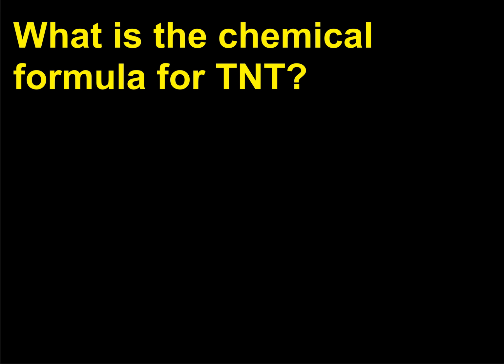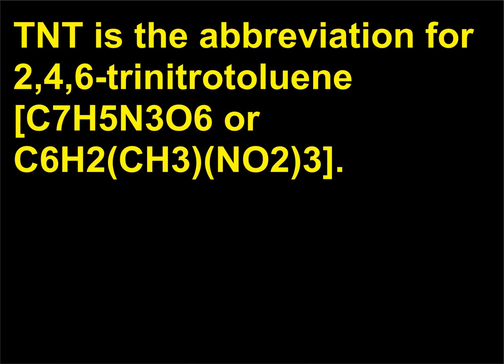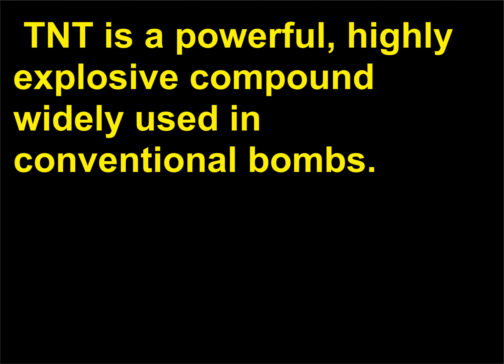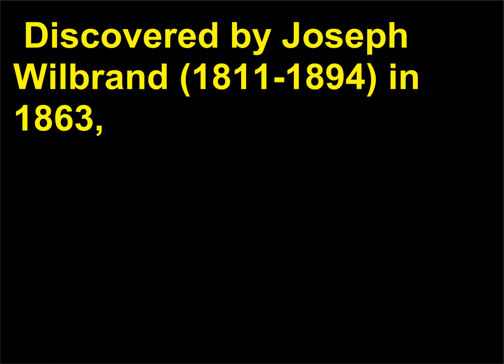What is the chemical formula for TNT? TNT is the abbreviation for 2,4,6-trinitrotoluene, C7H5N3O6 or C6H2(CH3)(NO2)3. TNT is a powerful, highly explosive compound widely used in conventional bombs. Discovered by Joseph Wilbrand, 1811 to 1894, in 1863.